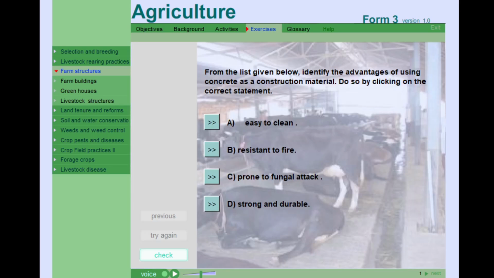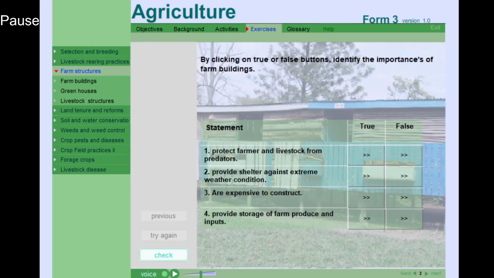From the list given below, identify the advantages of using concrete as a construction material. Do so by clicking on the correct statement. By clicking on true or false buttons, identify the importances of farm buildings.